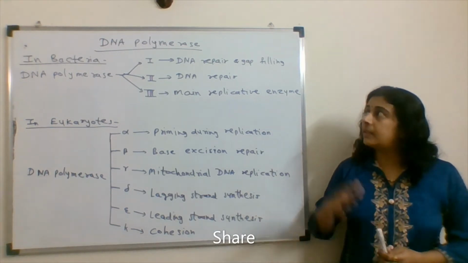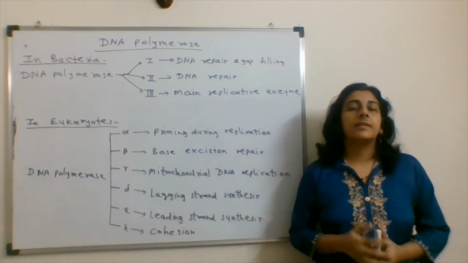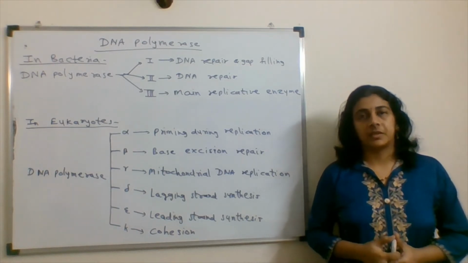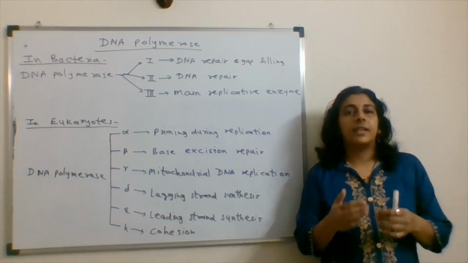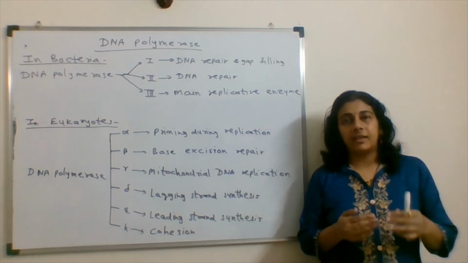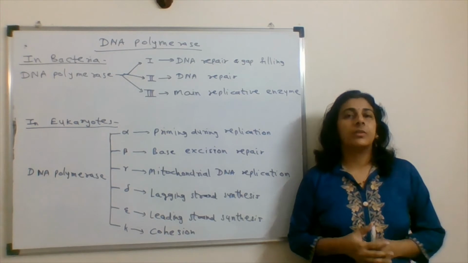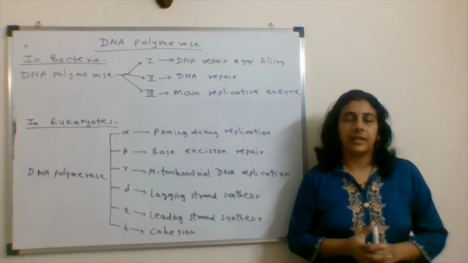The third one is DNA polymerase. This is the main enzyme which is required for DNA replication. It uses a DNA template and using that it replicates the DNA strand. So it is also known as a DNA dependent DNA polymerase.